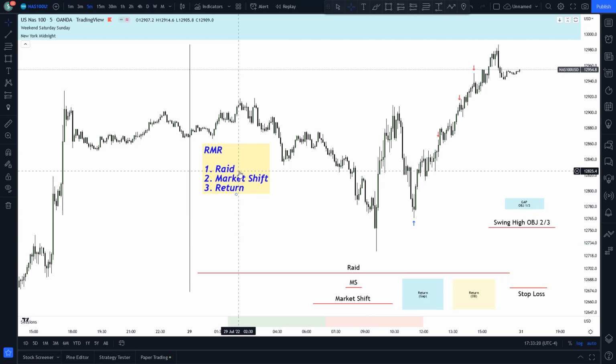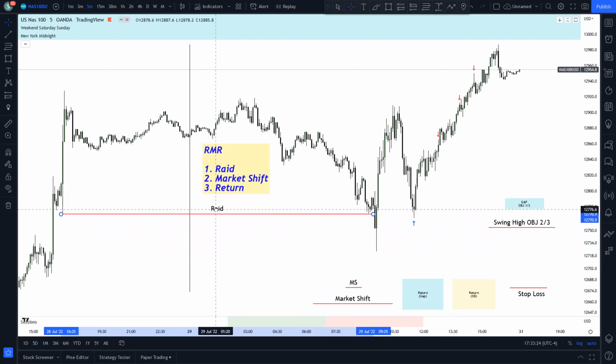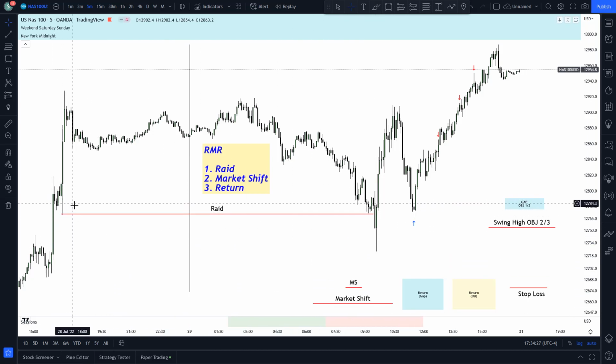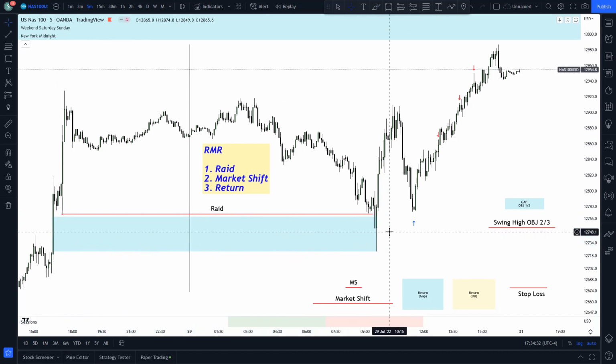So the first thing we look for is the raid. So over here, right below this swing low, as soon as it broke through this, we call that a raid. And not only did it raid the swing low, but as it did so, it managed to fill this gap here. The second thing we look for is the market structure shift.